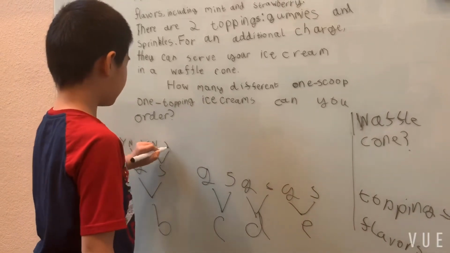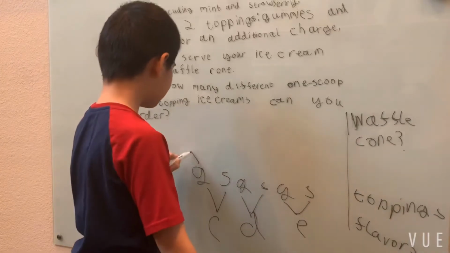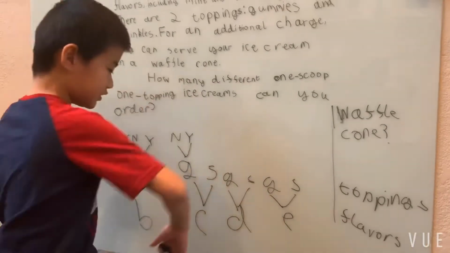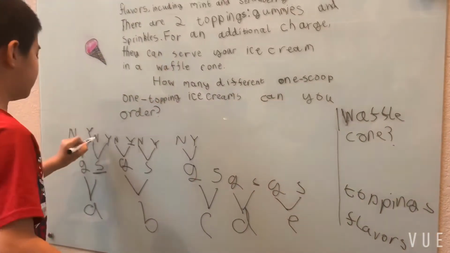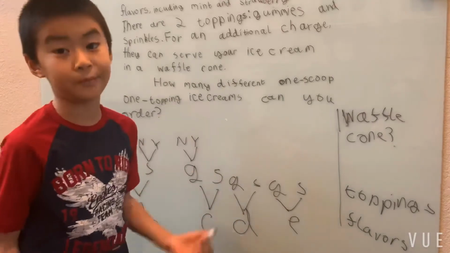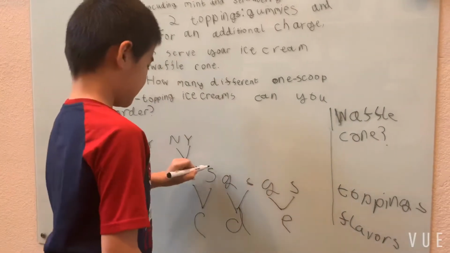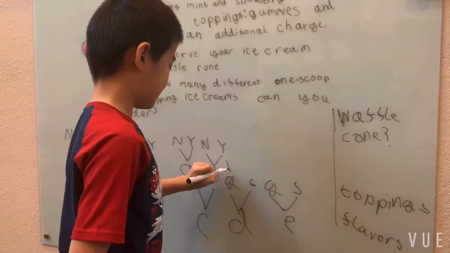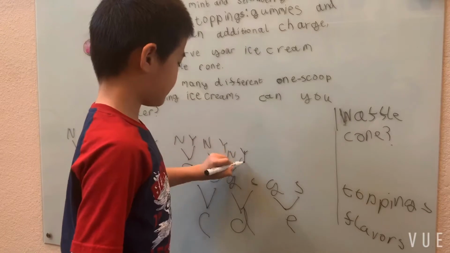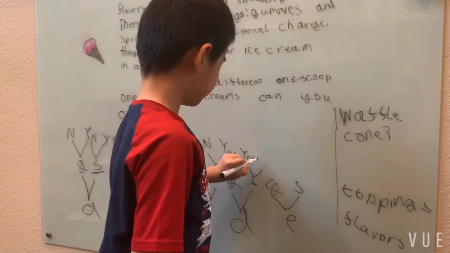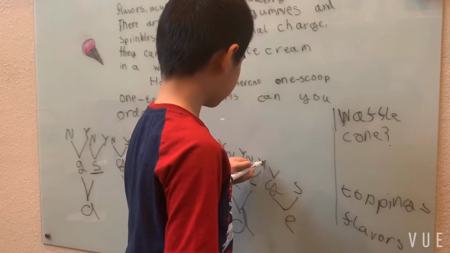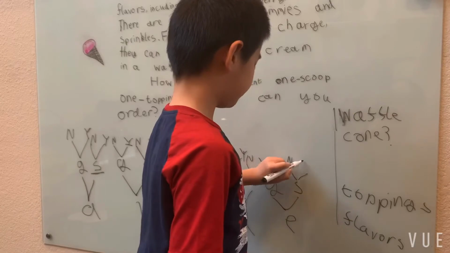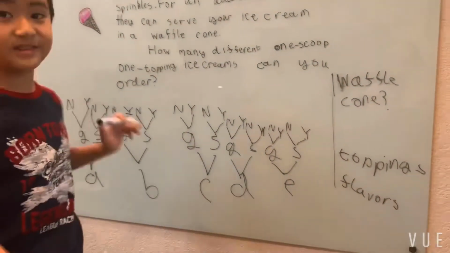To count exactly how many possibilities there are, all we need to do is count all these endpoints. So we have 1, 2, 3, 4, 5, 6, 7, 8, 9, 10 different possibilities already. So we'll keep going until we get all our endpoints.